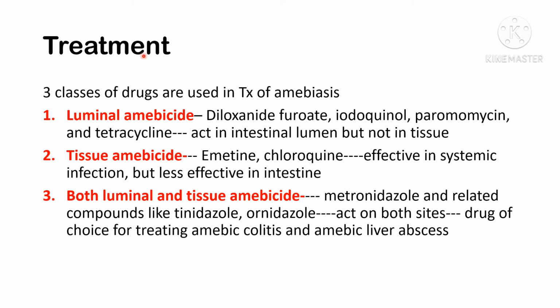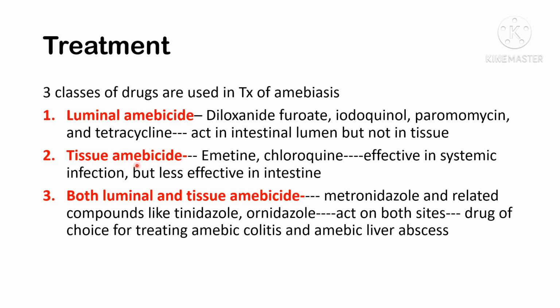Treatment for amoebiasis. Three classes of drugs are used in the treatment of amoebiasis. These include luminal amoebicides, tissue amoebicides, and both luminal and tissue amoebicides. Under luminal amoebicides, we use diloxanide furoate, iodoquinol, paromomycin, and tetracycline. These drugs act in the intestinal lumen but not in the tissues.